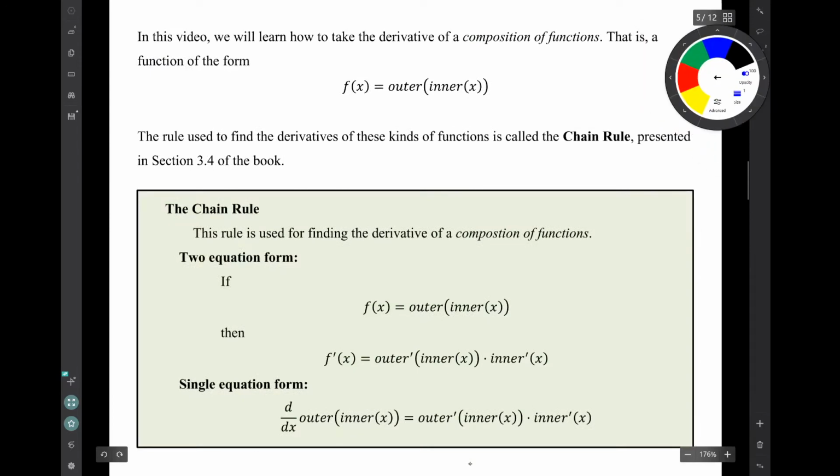So in this video, we'll learn how to take the derivative of what's called a composition of functions, that is, functions of this form. f of x is some outer function with some inner function inside of it. So you could call this a nested function.